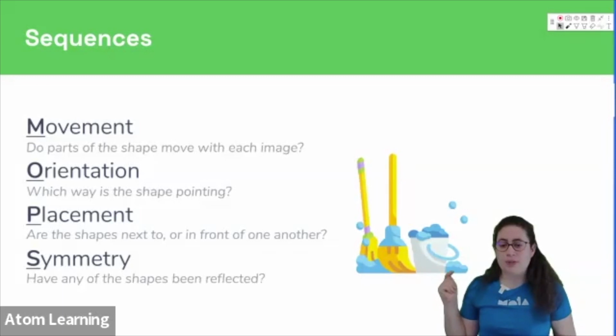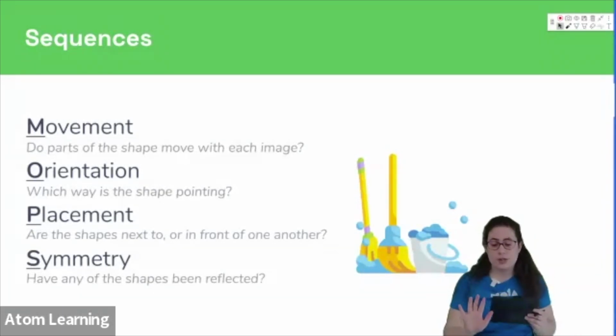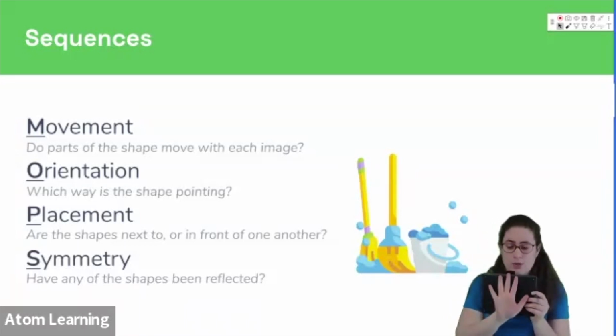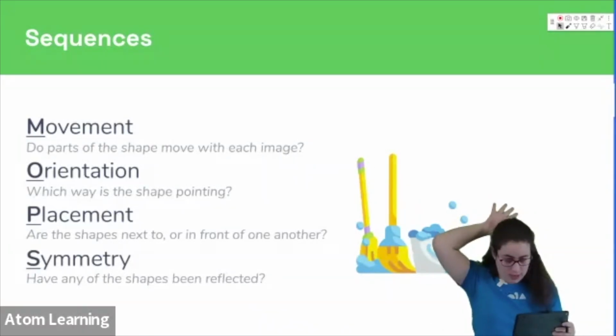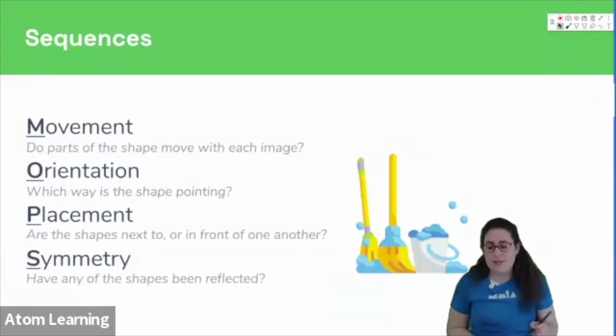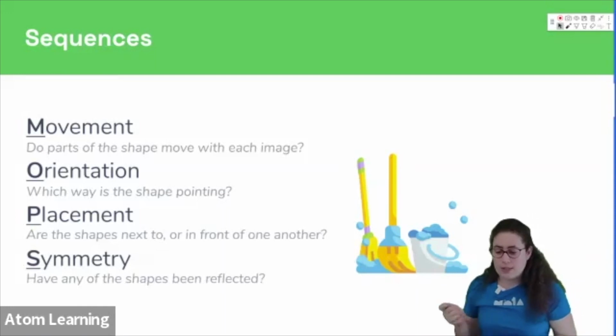P stands for placement. Are the shapes next to each other? Are they in front of one another? Is one blocking the view of another one, like my hand is blocking my face right now, or it's next to my face, but it's behind my face? And then symmetry is the last one, the end of MOPS stands for symmetry.